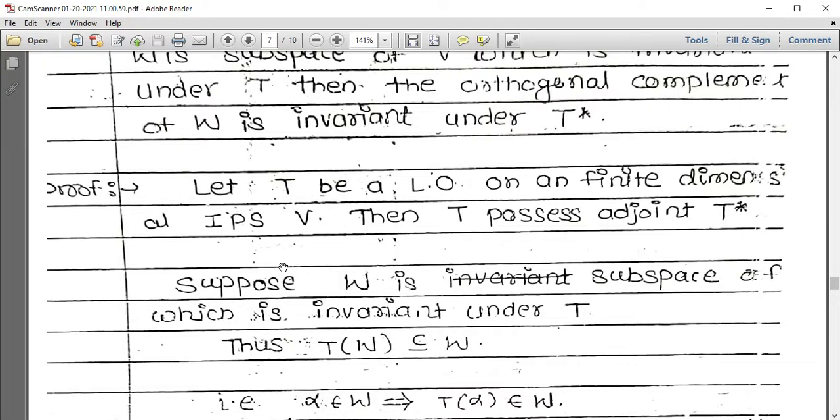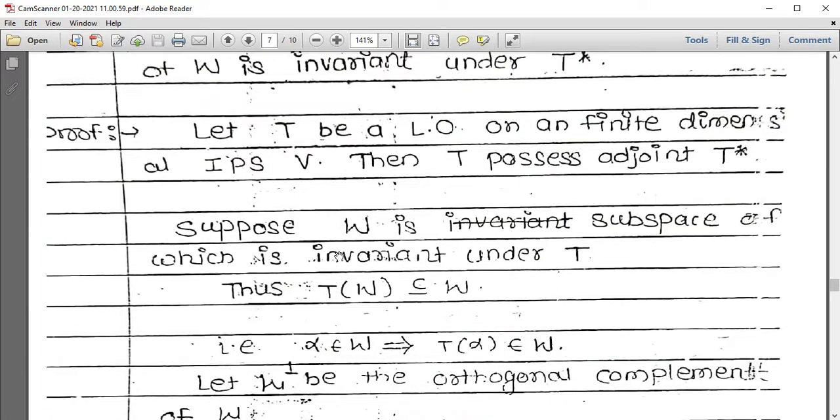Let T be a linear operator on a finite dimensional inner product space V. Then T possesses an adjoint T star. Suppose W is a subspace of V which is invariant under T.